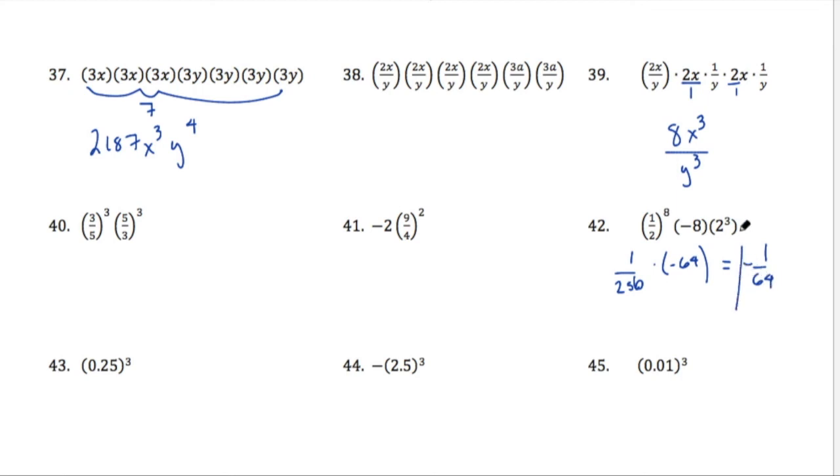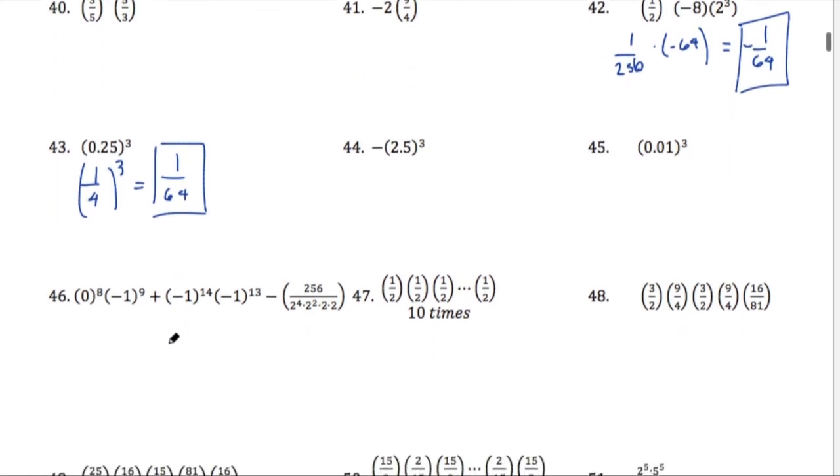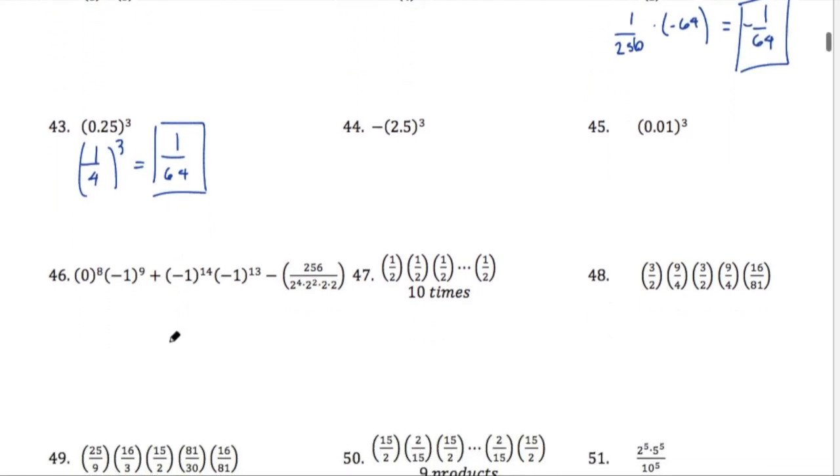Don't be afraid of decimals here. We're going to write them as fractions. So 0.25 is 1/4 to the third. That's 1 to the third over 4 to the third, which is 64. Terrific. All right, I'll leave some of the rest of them for you to explore on your own. Try to cancel out as much as you can beforehand. That'll help you to simplify later.